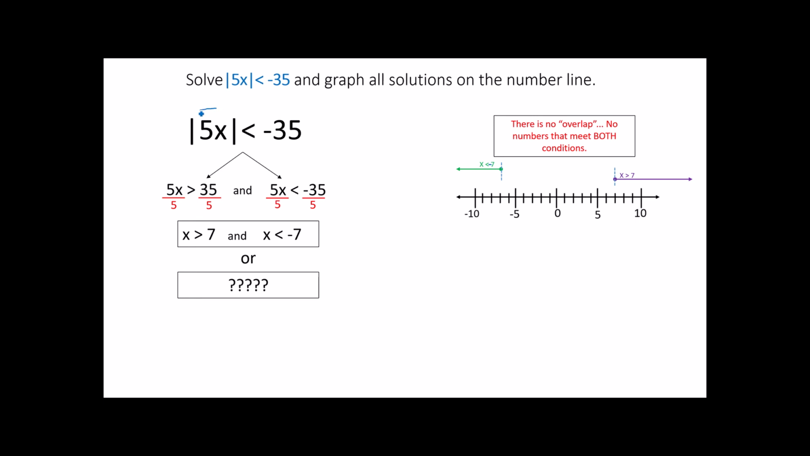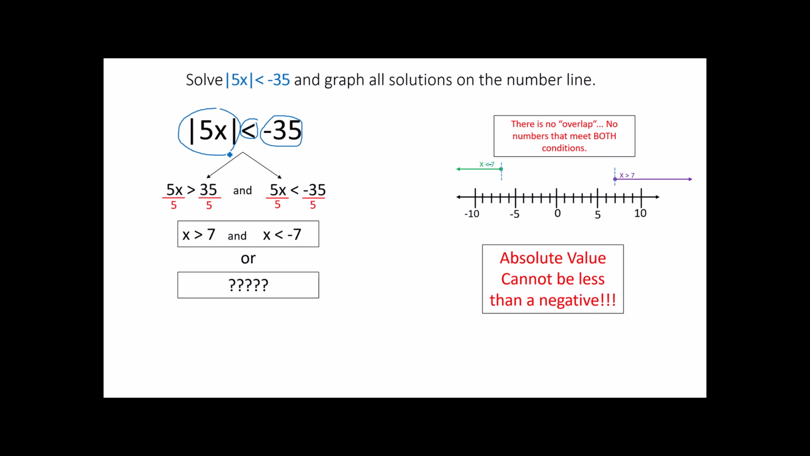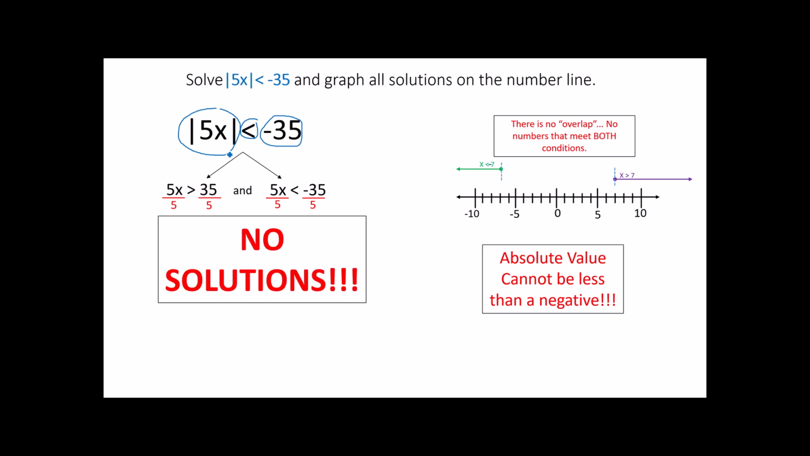Now, could we have predicted that without going to all this trouble? Hopefully you realize that if you have an absolute value, it can never be less than a negative number. That came up in our equations unit as well, where we had absolute value problems that had no solutions. It was something where it was equal to a negative. Remember, we can't be less than a negative number because absolute values will always come out as positives. Absolute values cannot be less than a negative, so this has no solutions.